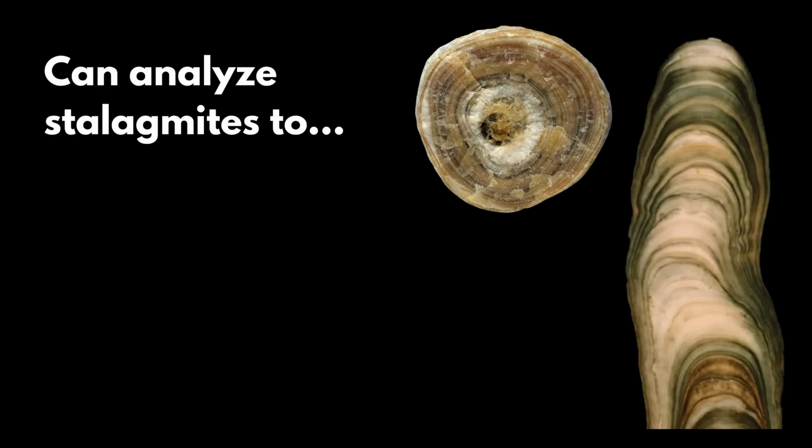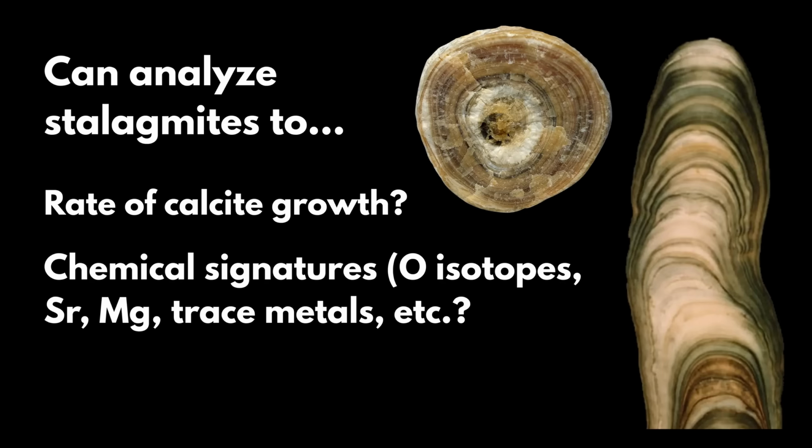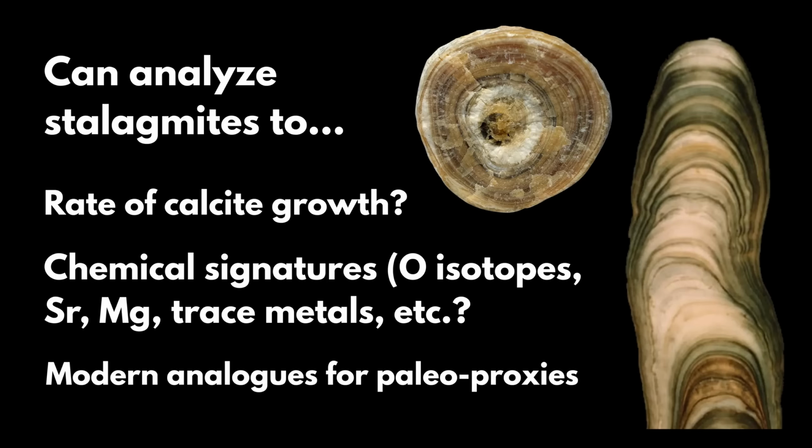So we can do things like, okay, how much calcite grew this month or over 2 months? What kind of chemical signals are being preserved in them? So what do our trace metals look like? What do our oxygen isotopes look like? And what we can do is we can start to use this modern calcite to calibrate our past records.